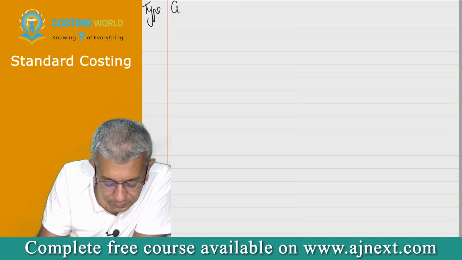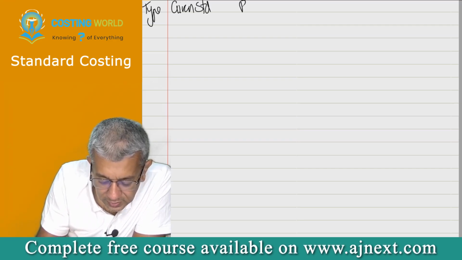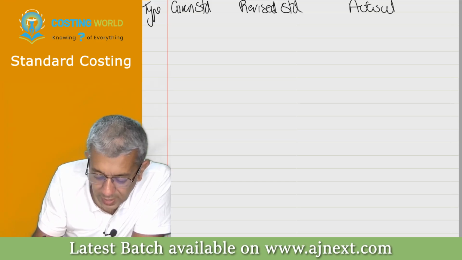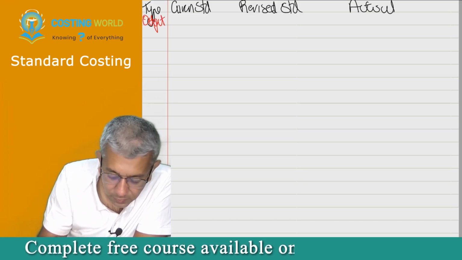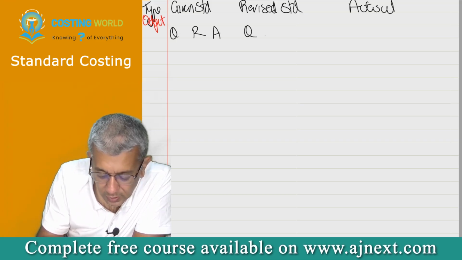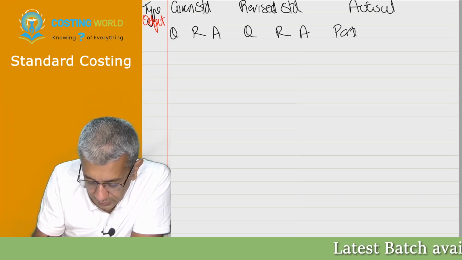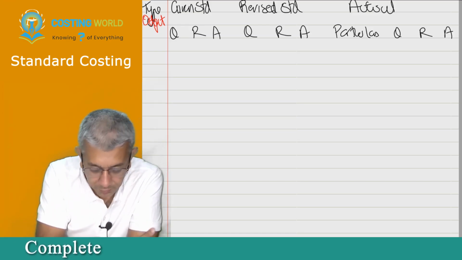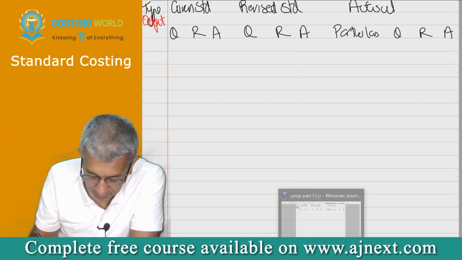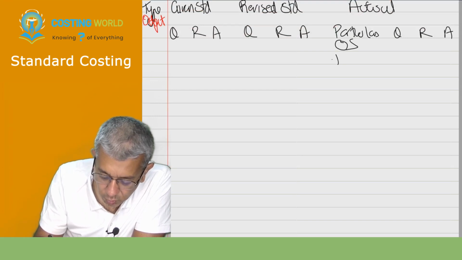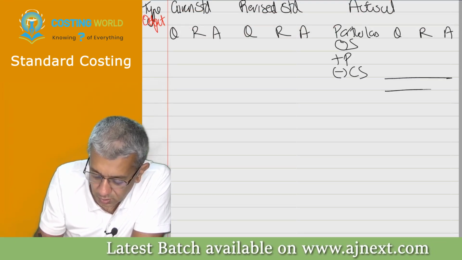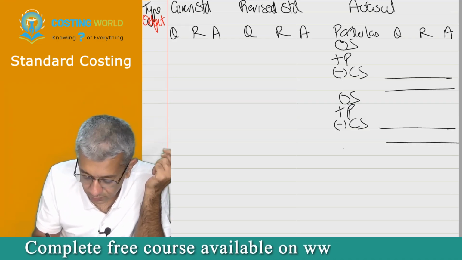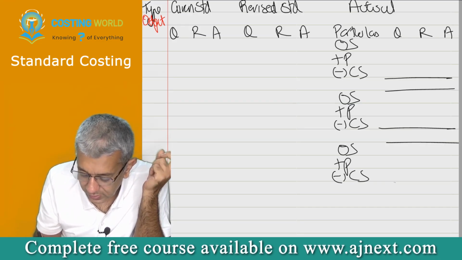Okay, you all write down please. Type, given standard, revised standard, actual. Material variances are always dependent upon output. Quantity, rate, amount, particulars, quantity, rate, amount. Now, there are 3 types of raw material ABC, no? So, write down opening stock, add purchases, less closing stock. Opening stock, add purchases, less closing stock. Opening stock, add purchases, less closing stock.